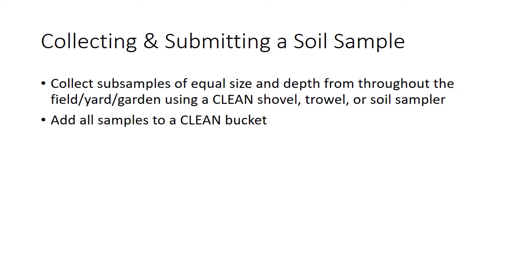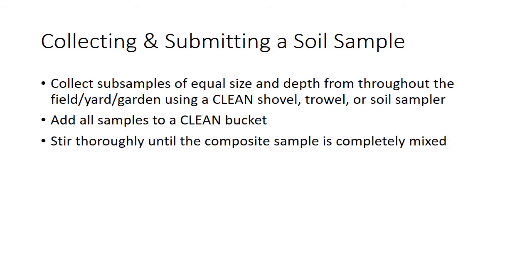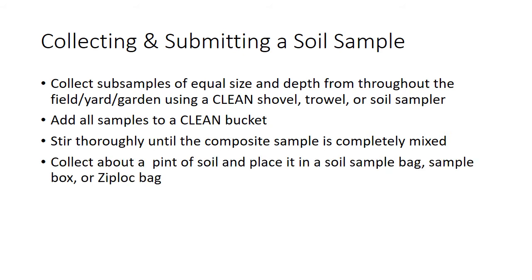Next, what you want to do is take all of your samples and put all of them into a clean bucket, and then you're going to stir it thoroughly to make a composite sample. It would cost a lot if we had to submit one sample for every single little subsample we take. So what we do is we composite the samples into one, and then submit a portion of that mixed sample to the lab.